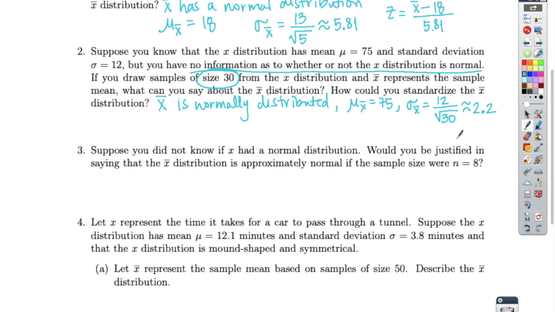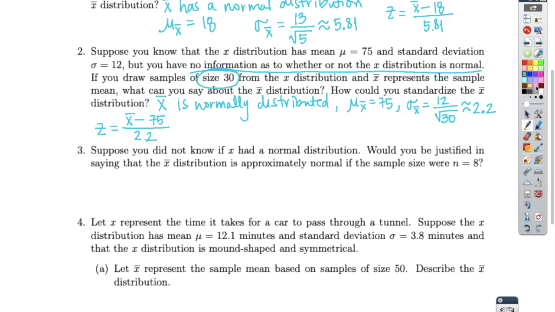There's my standard deviation. So how could you standardize the x bar distribution? Meaning, how can you change it over into z's? I would use the formula z equals, I would take an x bar value, subtract the mean, which is 75, and divide by the standard deviation, 2.2. That's the formula we would use.